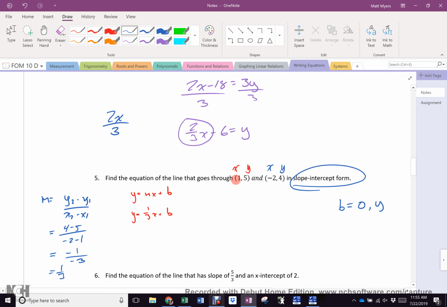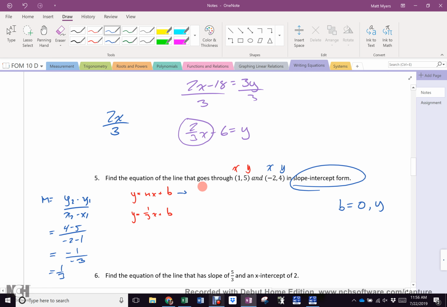If I put 1 for x, what will I put for y? 5, because that's an x and a y. If I put 2 for x, what will I put for y? 4. Now, what will happen when I do that? What will I get? Will I get the same b no matter what? Of course I will. That's one way you could have done it.